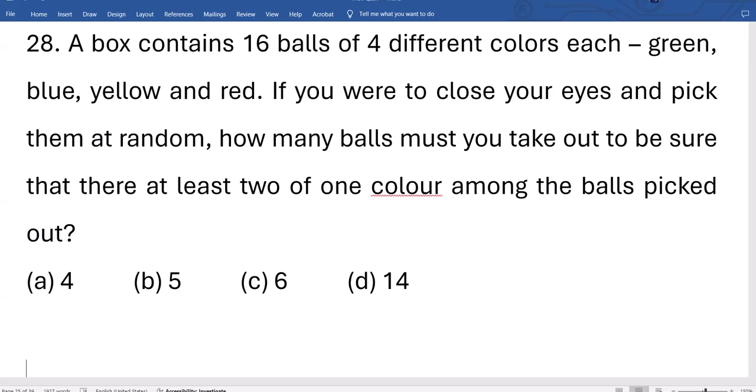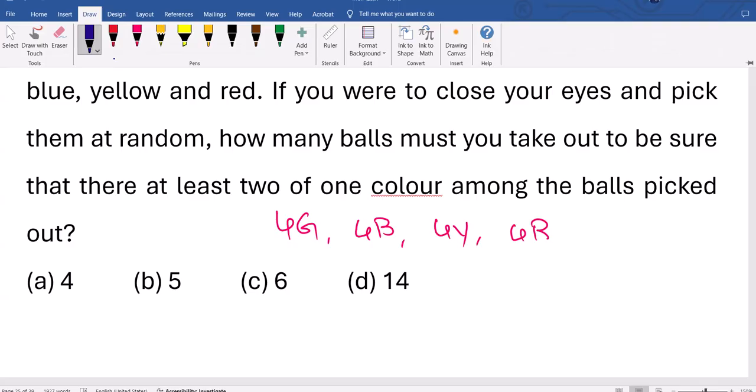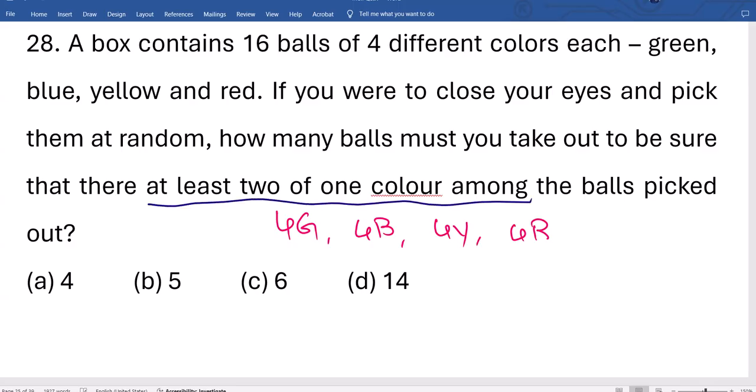Now, four colors are there: four green, four blue, four yellow, four red. Now read the question. At least two of the same color are required. If you want to confirm that I picked certain balls and there are definitely two of the same color, how many must be picked? Two of the same color must be there. How many minimum must be picked?